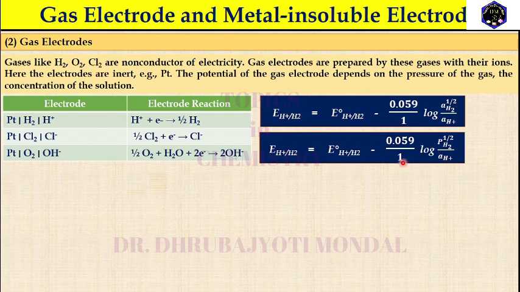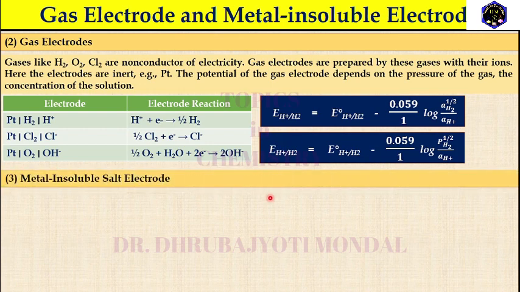So from that equation you can evaluate what is the E of the gas electrode. You can see the potential of the gas electrode depends on the pressure of the gas and the concentration of the solution. It depends also on the concentration of the ion of the solution. So this is the Nernst equation for gas electrode.